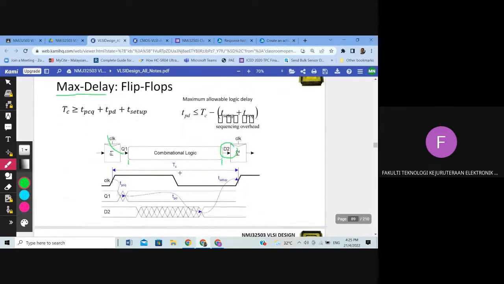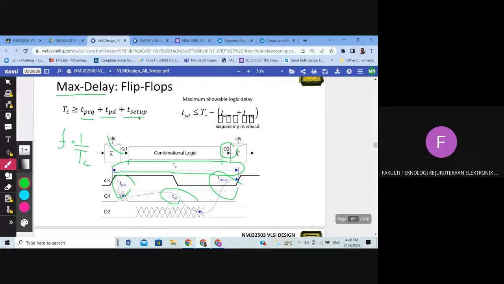In terms of equation, for the TC, TC clearly equals TPCQ plus TPD plus T setup. That's the total, maximum time for TC. To get the frequency, normally we have F equal to 1 over TC, whereby TC is the summation of all the delays: TPCQ, TPD, and T setup. That's how we determine the frequency of a system.